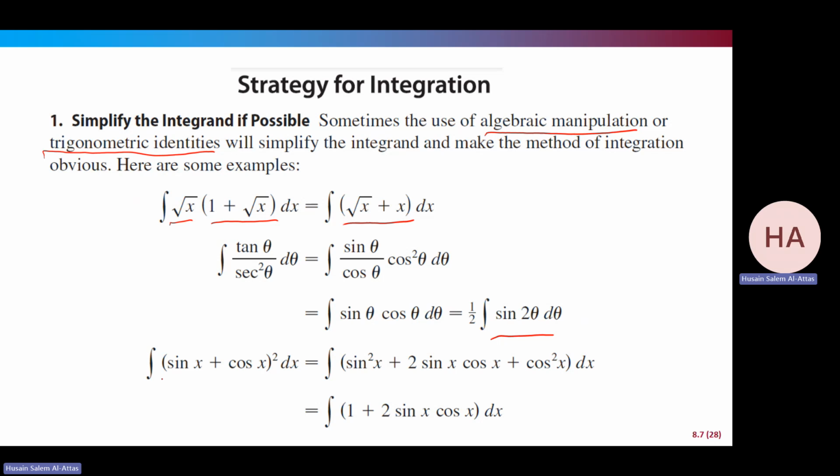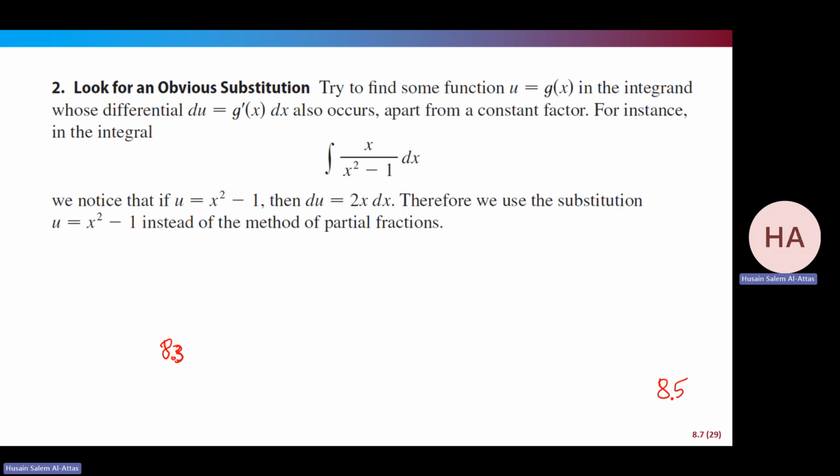(Sine x plus cosine x) all squared. It's only this, which is easy to do. That will be u du, which is easy to do. So sometimes doing some simplification, if possible, helps. Then look for an obvious substitution.